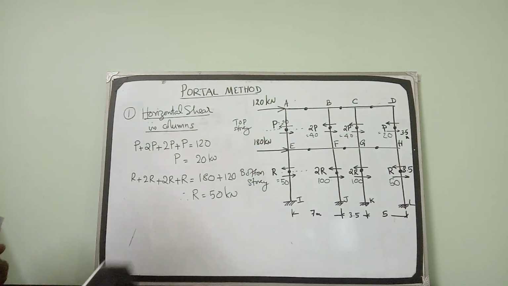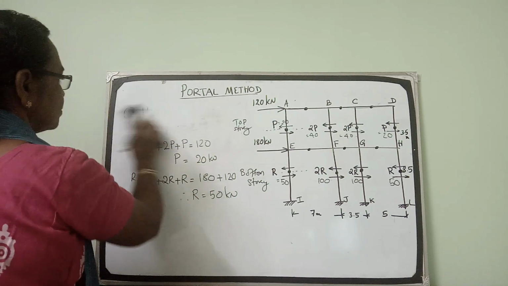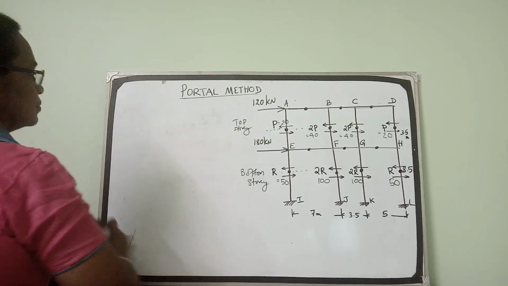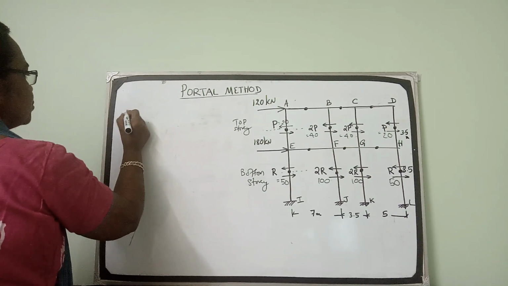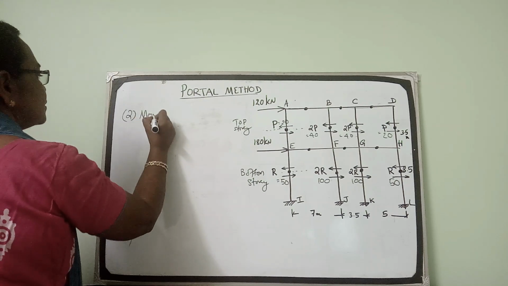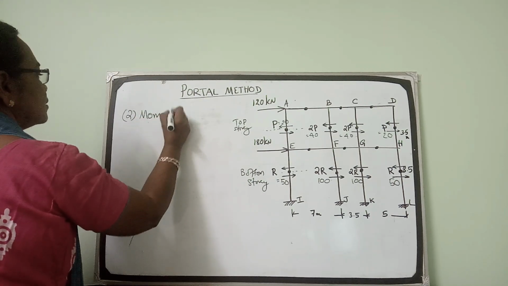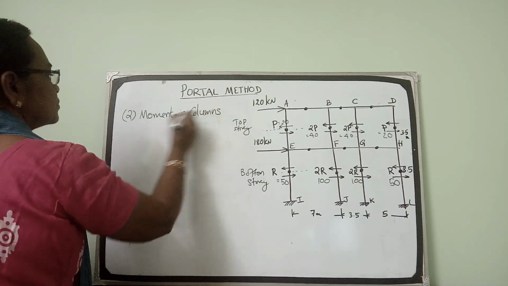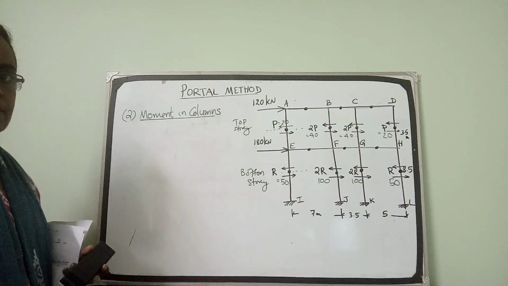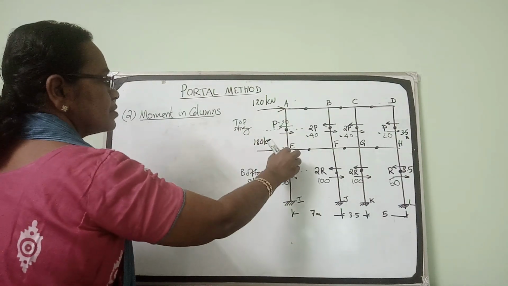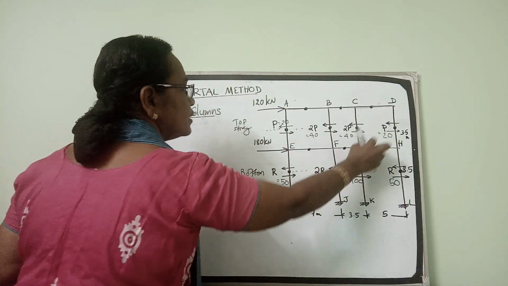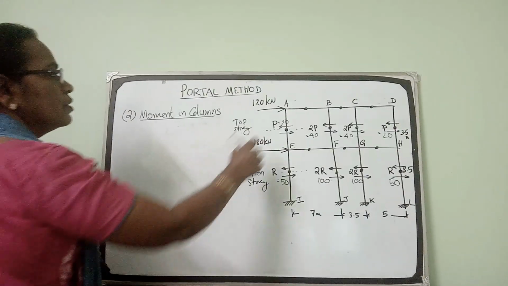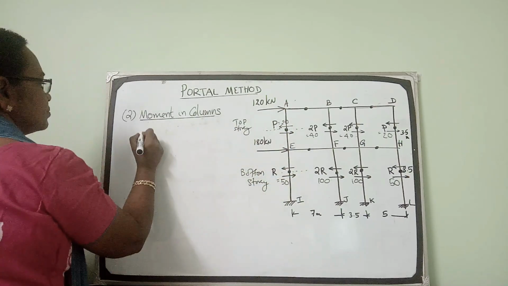Now coming to the second step, step 2 is moment in columns. The top story columns are AE, BF, CG, DH. These are the top story columns. We'll consider the first top story column, AE, and find the moment in this column.